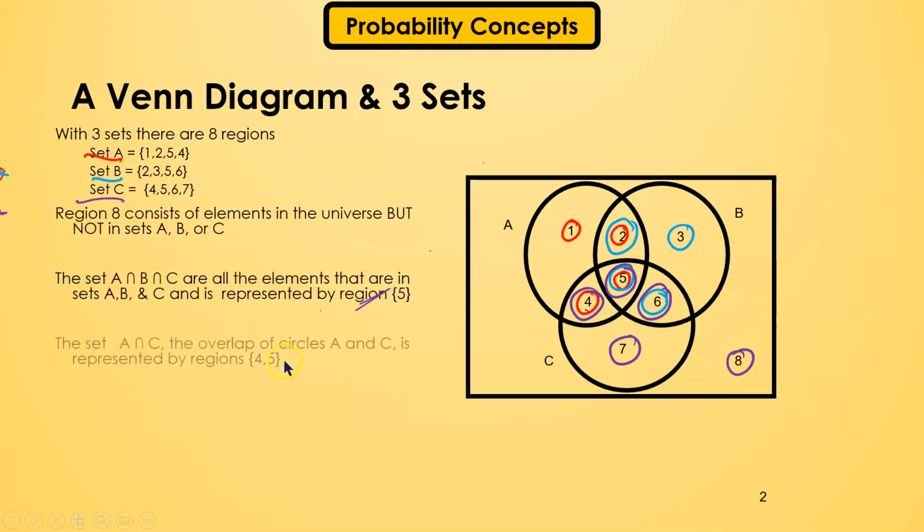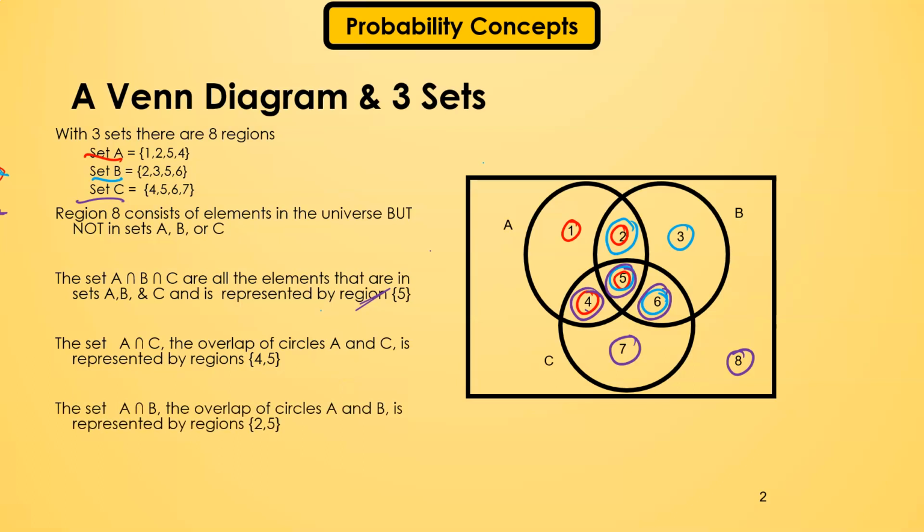Okay, so I'm going to talk about that. You can see 4 and 5 are the overlap or the intersection of A and C, and 2 and 5 is the intersection of A and B, and 5 and 6 is the intersection of B and C.